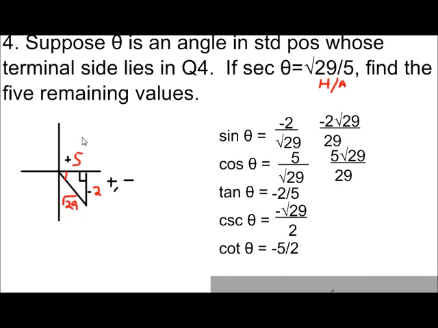So you draw your triangle, you check for positive or negative very carefully because that's what trips people up on these. Make sure you know what's positive or negative. Use your Pythagorean theorem, find your ratios, and that's it.